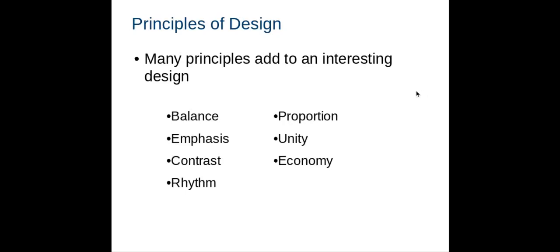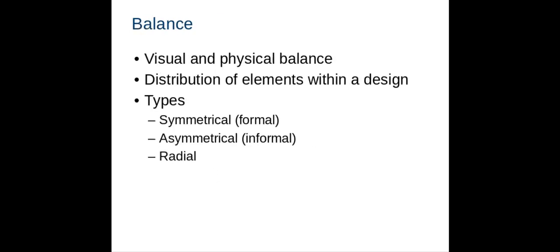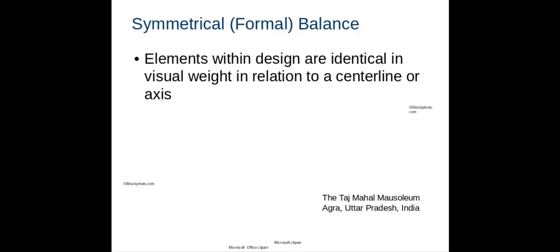Today's lesson is on the principles of design. They include balance, emphasis, contrast, rhythm, proportion, unity, and economy. Balance can be visual balance as well as physical balance. It's basically how distributed the elements are for a design. We have symmetrical or formal balance, asymmetrical, also known as informal balance, and radial balance.